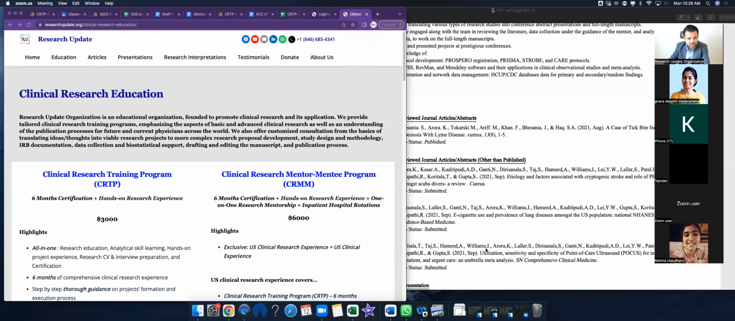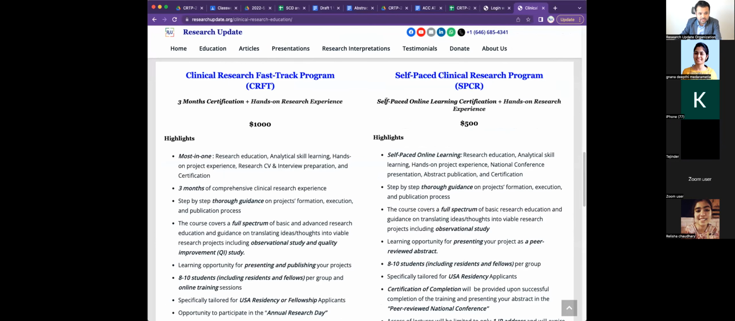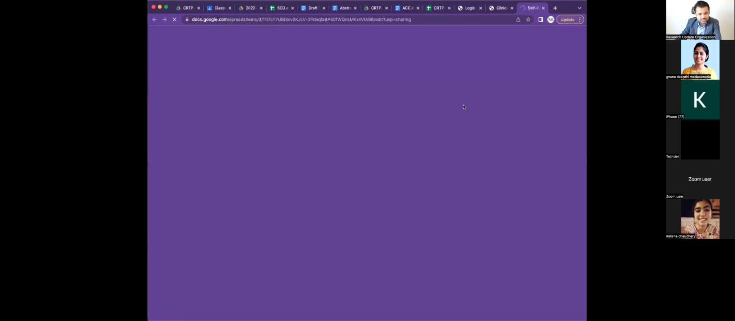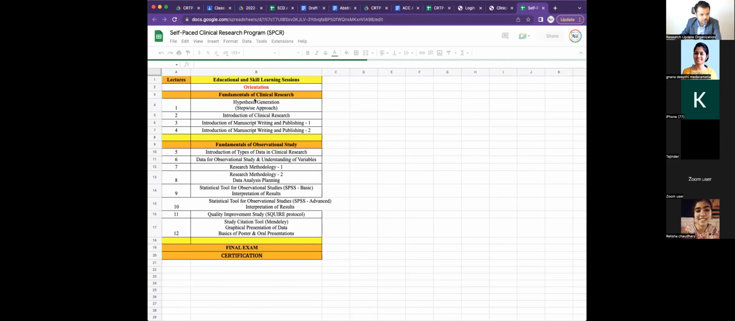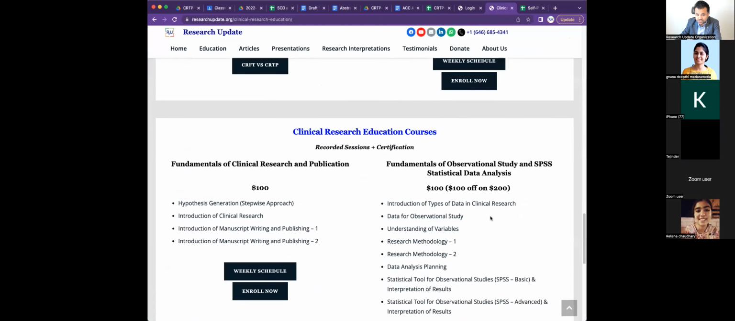Quickly going through the services which we are going to provide free of cost today: the self-paced clinical research program, where we are going to give you certification and hands-on experience for a month. That includes recordings of lectures. The weekly schedule has lectures on basics of clinical research, observational study, including SPSS basics and SPSS advanced, with a quality improvement project.